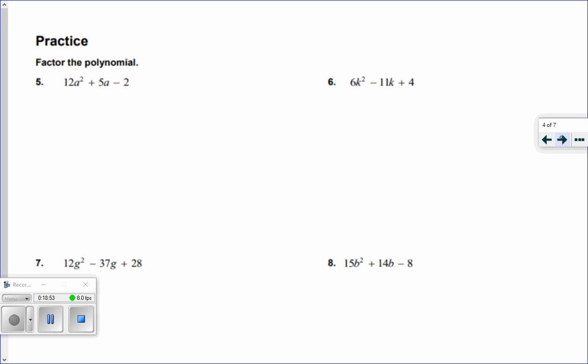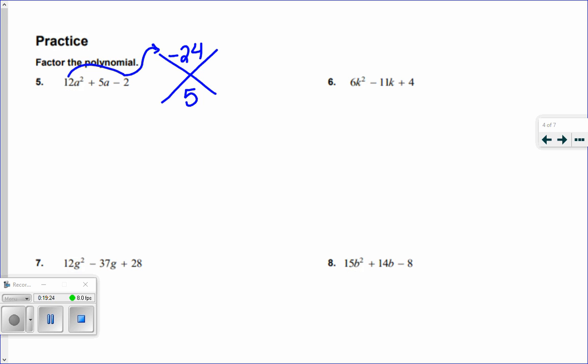So let's play this game. Let's try it out. Okay? Take a look at number 5. So it's a trinomial. And yesterday, if that 12 hadn't been there, we would jump right to the -2 and say, what are 2 factors of -2 that add up to 5? But now we have the 12 there. So before we begin the magic numbers, we have to take these 2 and multiply them together and use that. So 12 times -2 is -24. That's the number I need to use in my little magic number game.